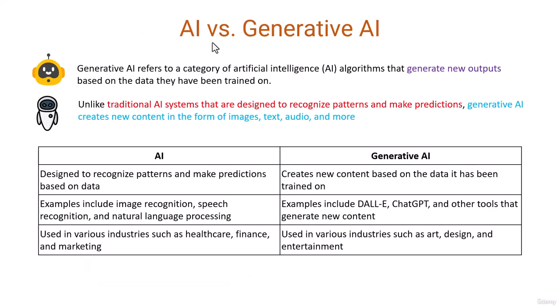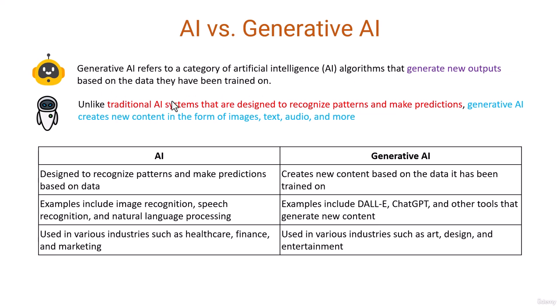Now we all know about AI, but what is generative AI? So what's the difference between regular AI and generative AI? Generative AI refers to a category of artificial intelligence algorithms that generate new outputs based on the data they have been trained on. So it can generate new output.